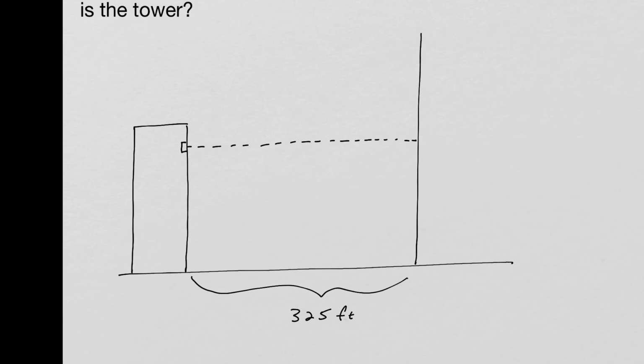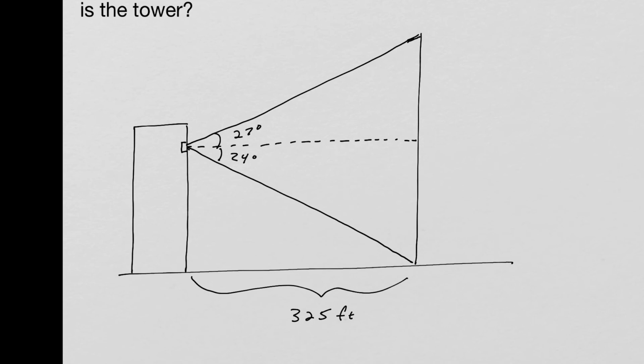And we're told that if the person views the top of the tower, looking at the top of the tower, then this angle is called the angle of elevation, and that's 27 degrees. So it's the angle above the horizontal. And if you look at the bottom of the tower, this is not drawn exactly to scale, but something like that, then this angle below the horizontal is called the angle of depression. We're told that is 24 degrees.